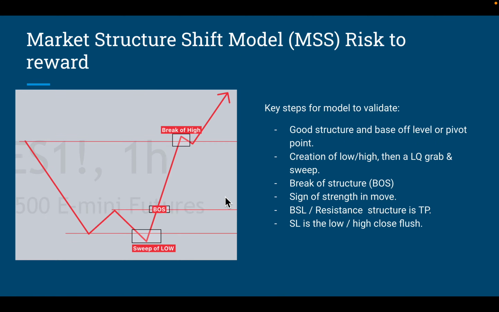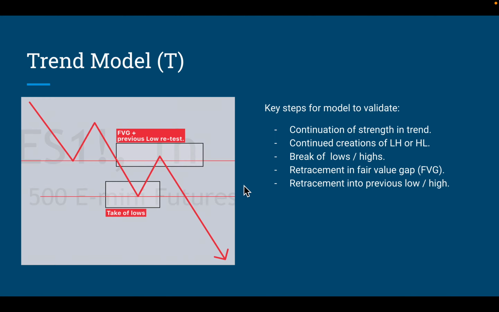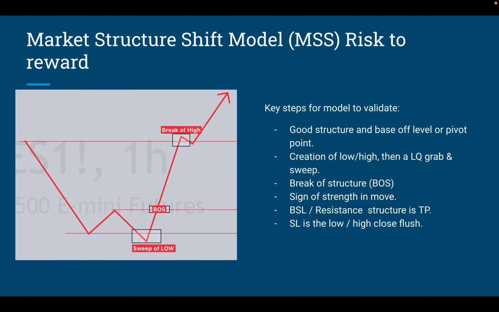The second model here that we're going to be going over is a market structure shift model. It's very much a risk to reward model. With this last model, it's a trend model, so your risk to reward is not the greatest, but yet you're playing strength here, right? You're playing trend, obviously. So the second model here is a market structure shift model.